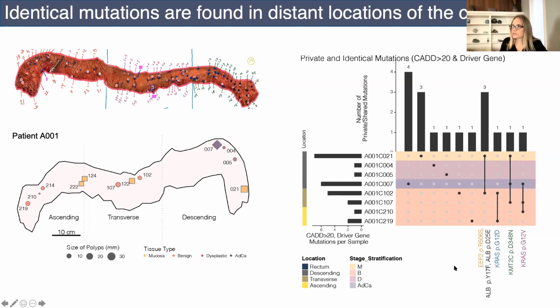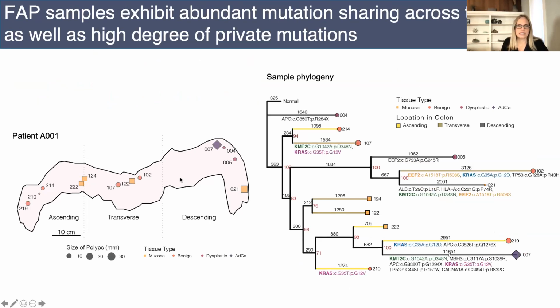And this is really quite intriguing because it begs the question, how do these mutations spread in that manner? We can look at this a little bit more deeply, in this case reconstructing the sample phylogeny for the same patient, A001. What you can see from this plot is that, first of all, there's extensive subclonal sharing. We see that this occurs across different regions of the colon, indicated here on the branches with different colors. It occurs also across different stages of disease, as indicated here by the terminal node, whether it's mucosa, benign, dysplastic, or the adenocarcinoma.